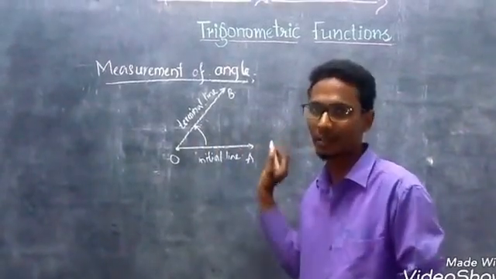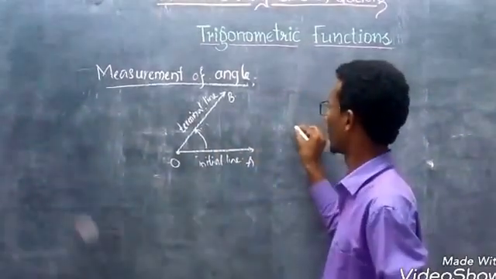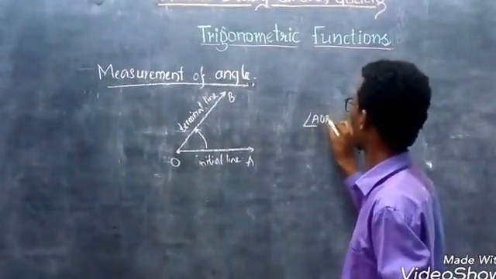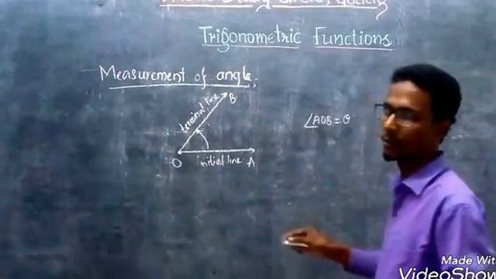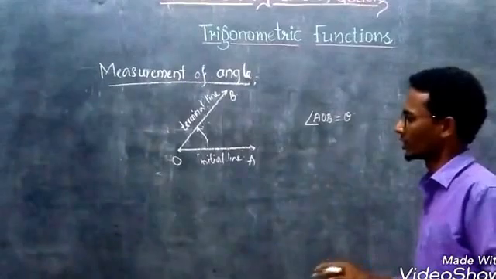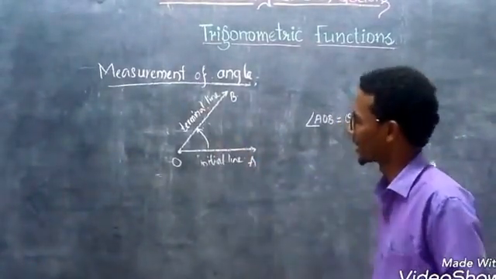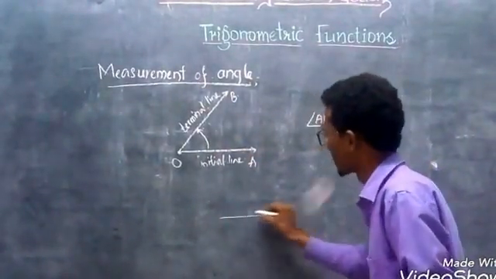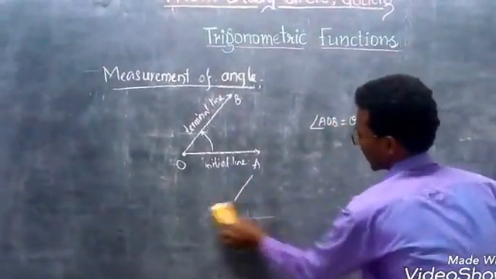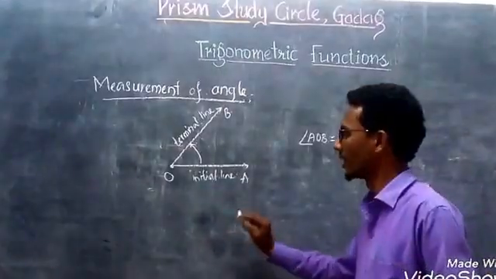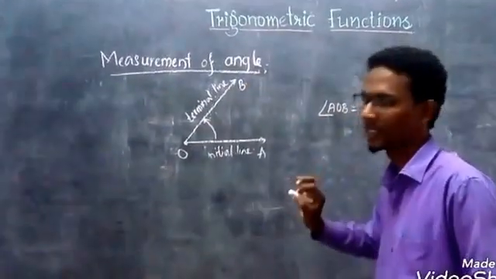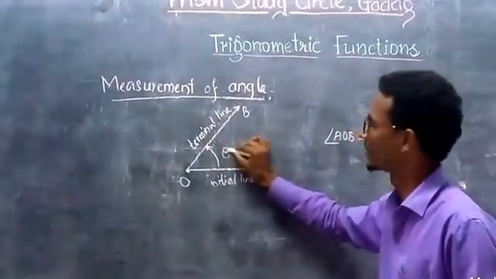O is the vertex where the angle is made. So here we name it angle AOB is equal to some theta degree. We denote the angle with some unknown quantity, that is theta degree. If you go on like this, we get many angles. Here OA is the initial side and OB is the terminal side, and this is the angle theta.